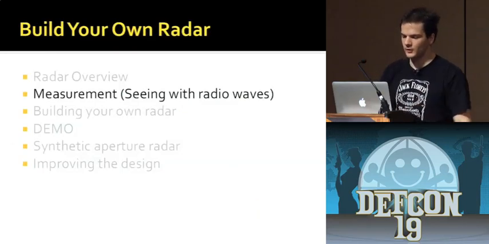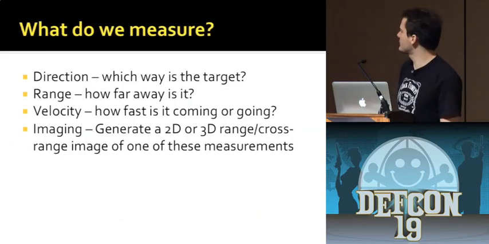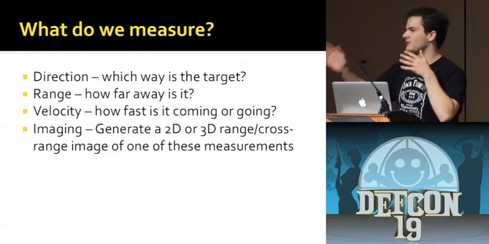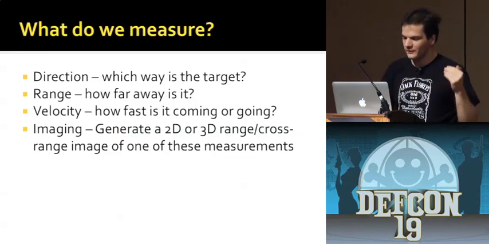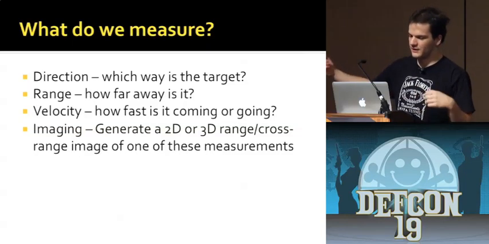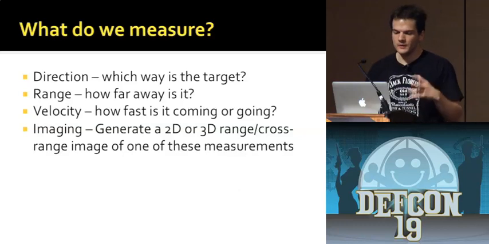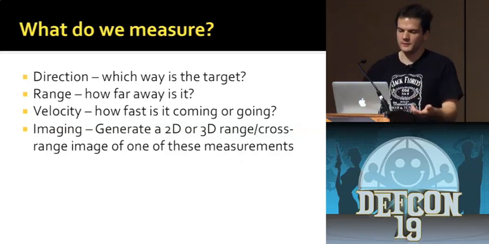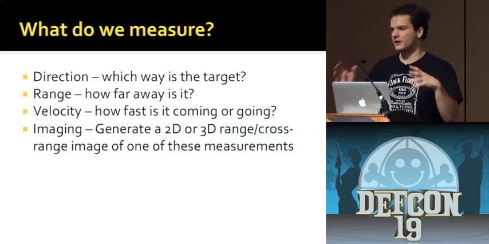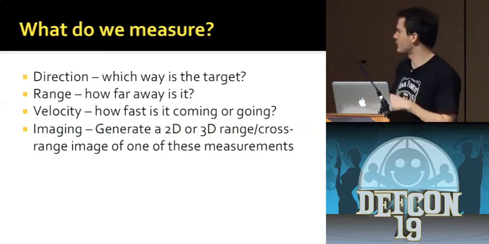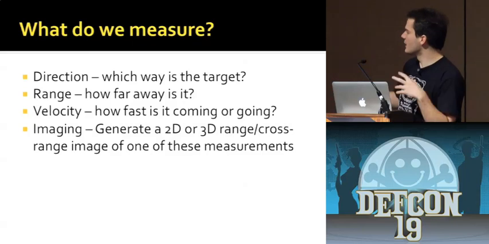So let's talk a little bit more about what we can measure here. Like I said before, there's a couple things that we're talking about. Direction is like if I have some target, where do I go to get to it? Range is the distance to the target, and velocity is how fast the target is moving. Then we can combine all these things into basically imaging. So we can use various techniques to generate a 2D or a 3D picture, in what I'm calling the range and cross-range domain of one of these measurements.